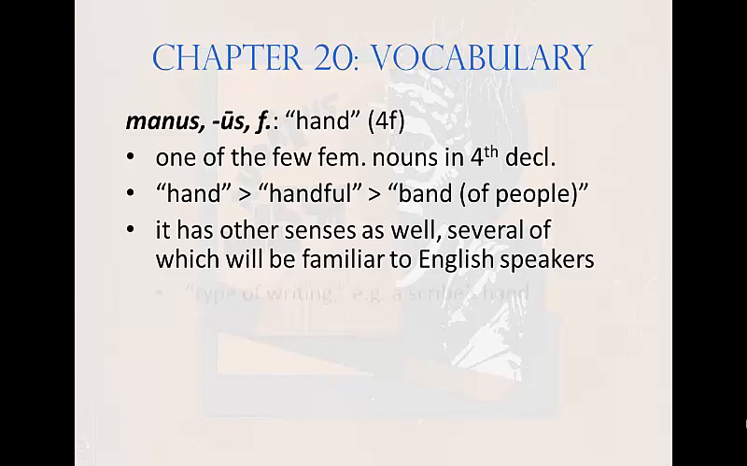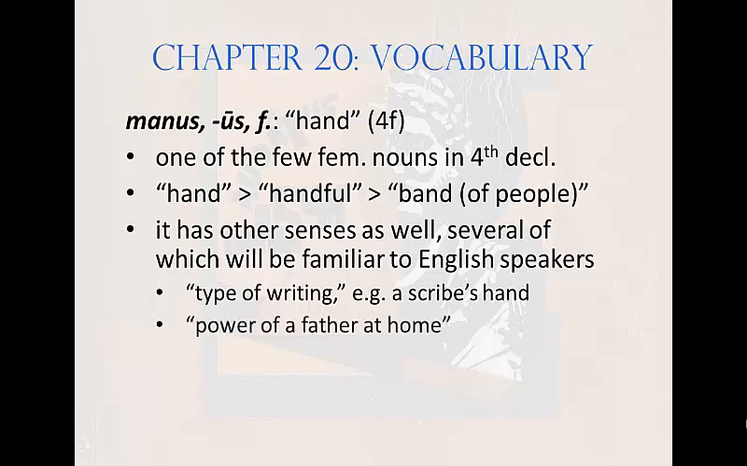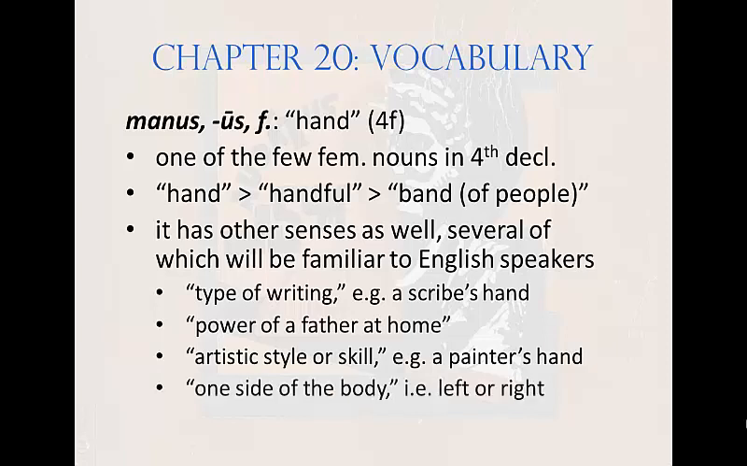For instance, it can also mean a type of writing, as in a scribe's hand. It can mean the power of a father at home. It can mean the style or skill of a particular artist, as in a painter's hand. And it can also mean one side of the body, as in left or right hand.